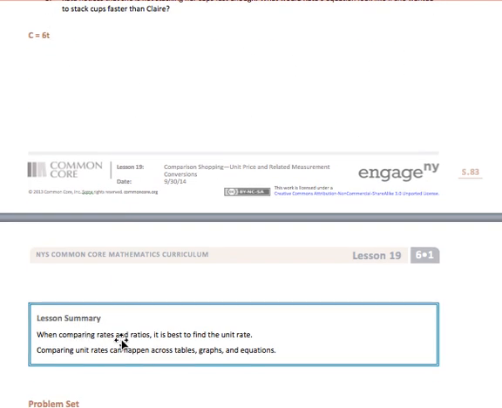Remember, when comparing rates and ratios, it is best to find the unit rate. Find the rate for 1. Then you can compare unit rates in any form, in tables, graphs, or equations, and any mixture of them.